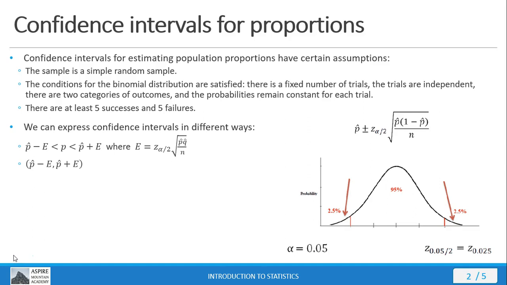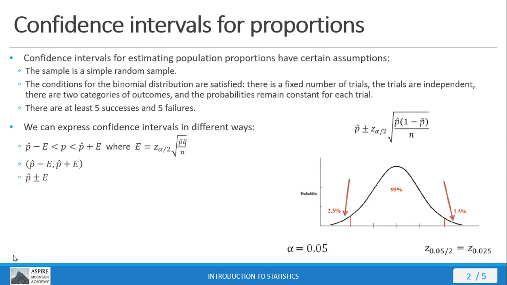Another way to express the confidence interval is with an ordered pair. So just like you would find an ordered pair for a data point on a Cartesian plane, where you've got an x and a y variable, here we're doing the same thing, only we're expressing it with the lower limit and an upper limit separated by a comma.